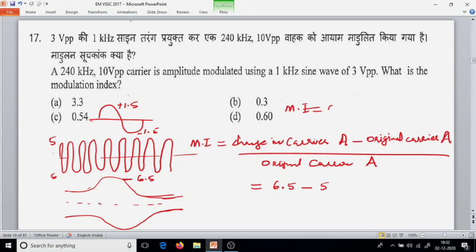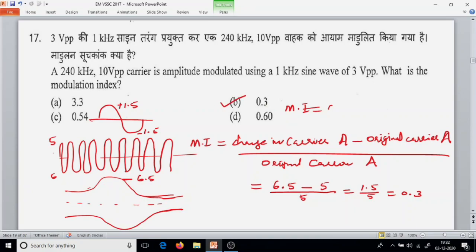I am taking only half of the wave. For AM, we need only half of the wave to transmit information. What is the original carrier? Original carrier is 5 volt. So now if you see, we get 1.5 divided by 5, that is equal to 0.3. So 0.3 is the modulation index. The answer is option B.